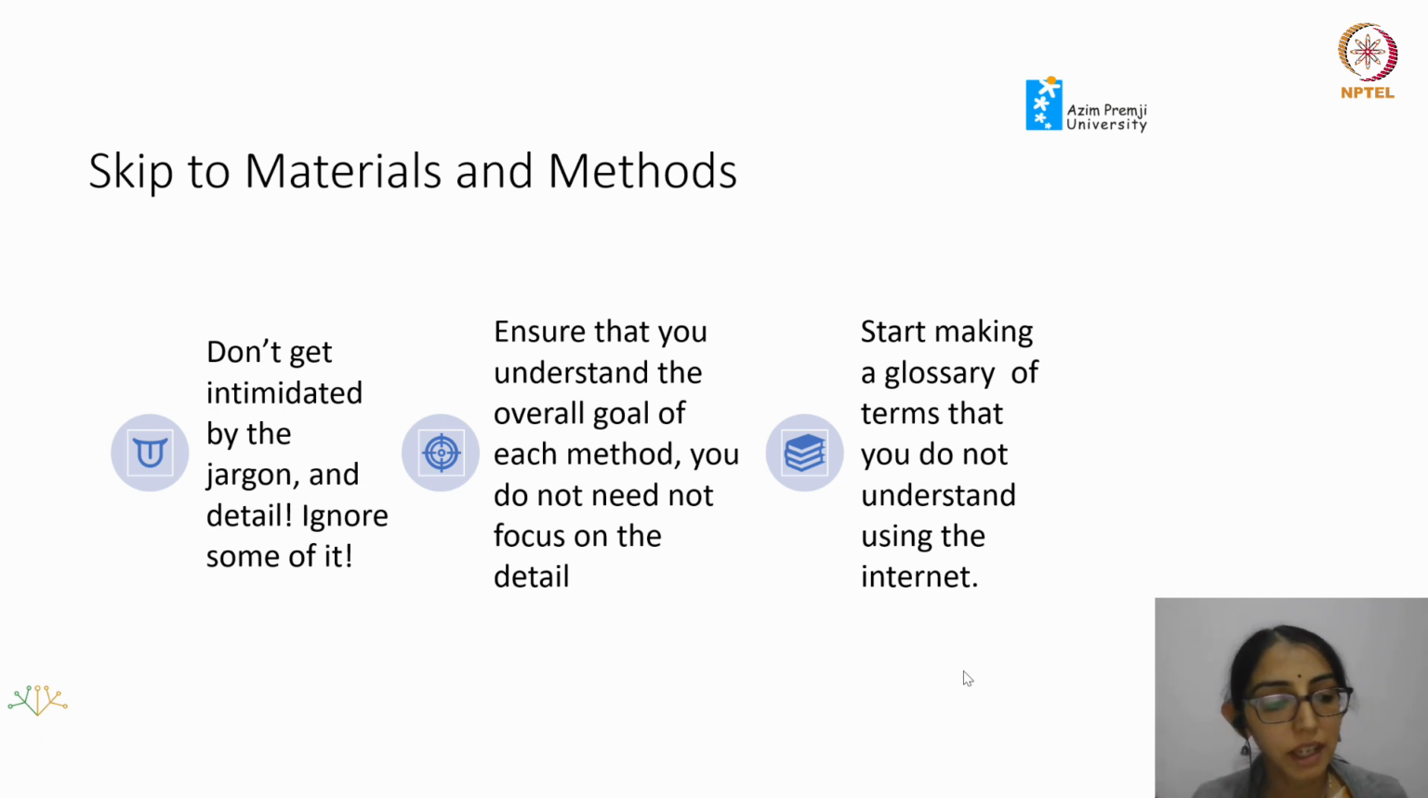Why I recommend this kind of skipping is that, since you've already read the abstract, you know what they're trying to say, and then you go and look at how they've reached those conclusions that they've written about in their abstract, right? But materials and methods can be very dense, right? So you shouldn't be intimidated by the jargon.